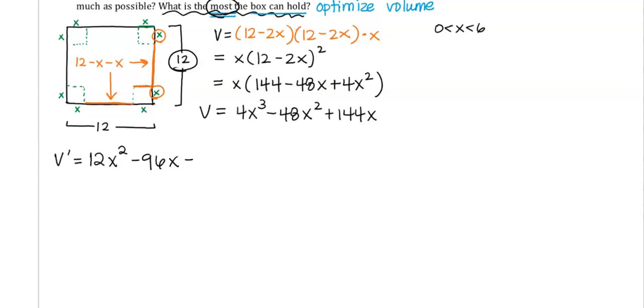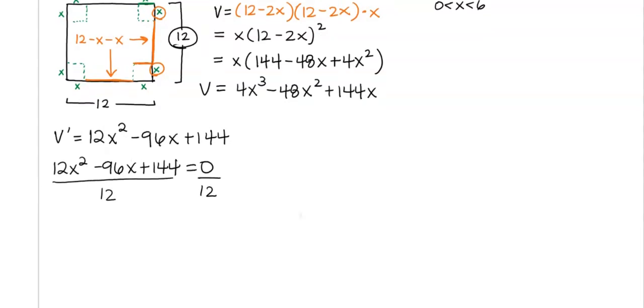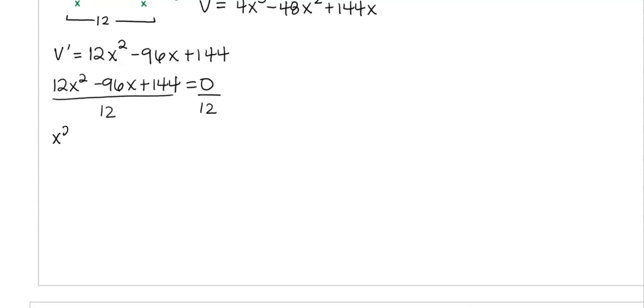Critical values are where the maximum could be happening. So to find our critical values, I'm going to take our derivative and set it equal to 0. There is nowhere where this derivative does not exist. I can simplify this by dividing everything by 12.